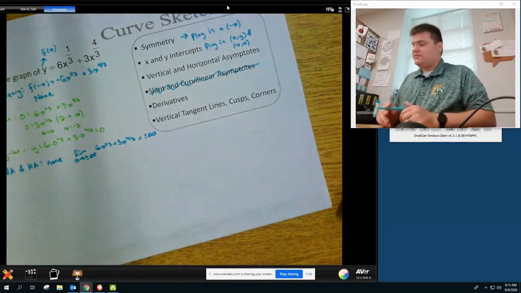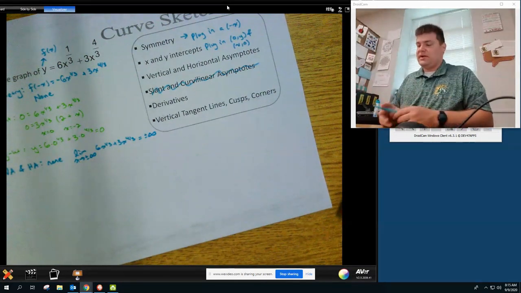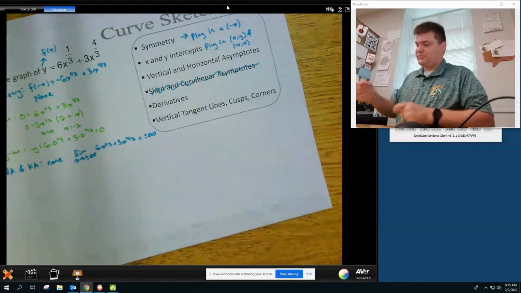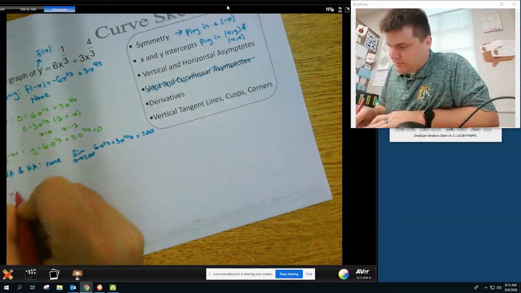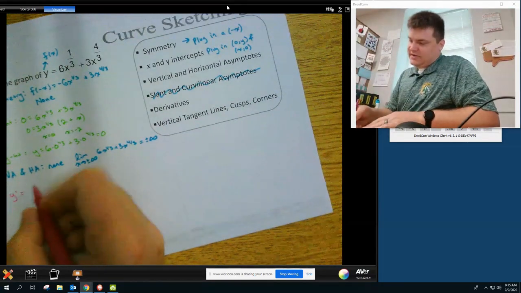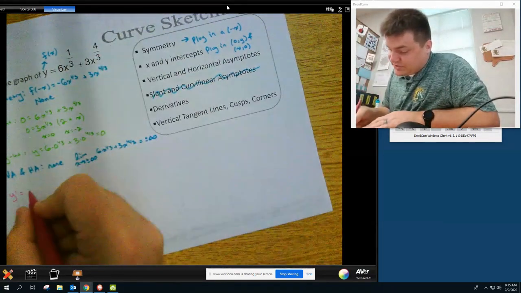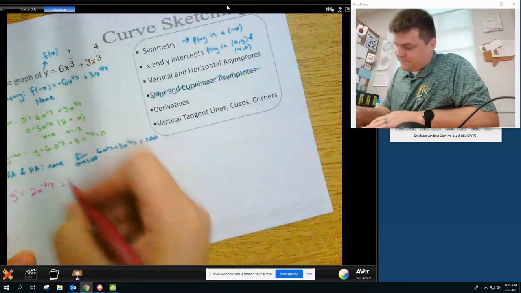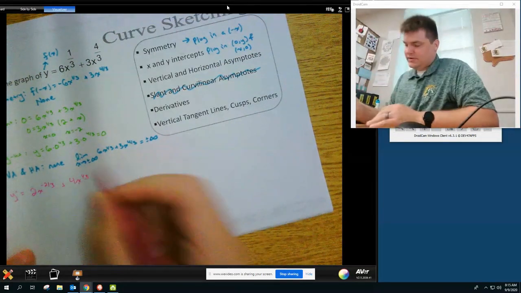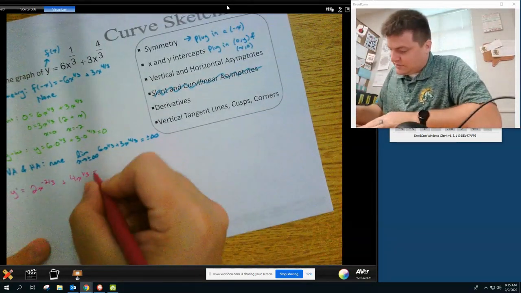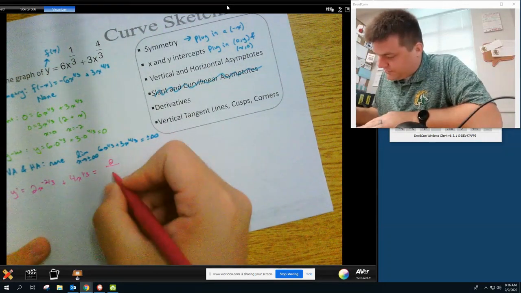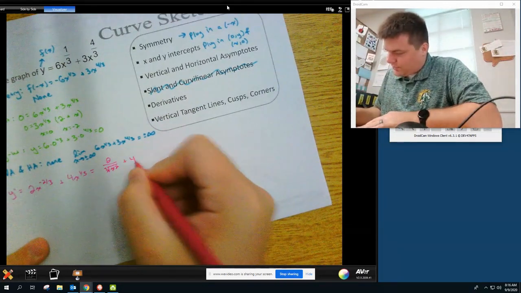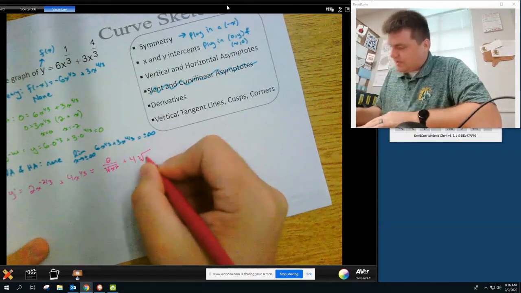And let's go for derivatives, because the derivative stuff is really going to tell us what's going on with this curve. Okay, so let's go ahead and do that. So go ahead and find y prime. So y prime is going to give me 6 times 1/3, which is 2, x to the negative 2/3, plus 4x to the 1/3. If you want to make this look nice and pretty, this is going to give me 2 over cubed root of x squared plus 4 cubed root of x.